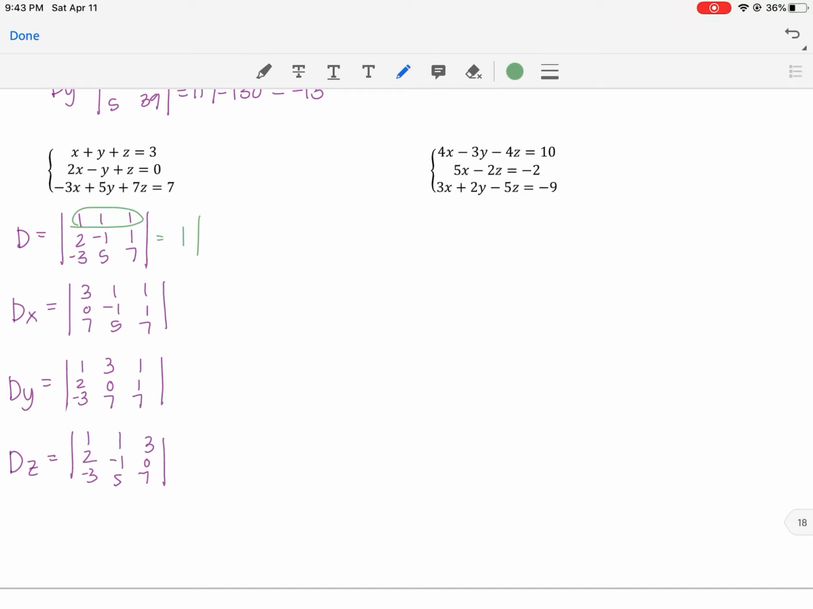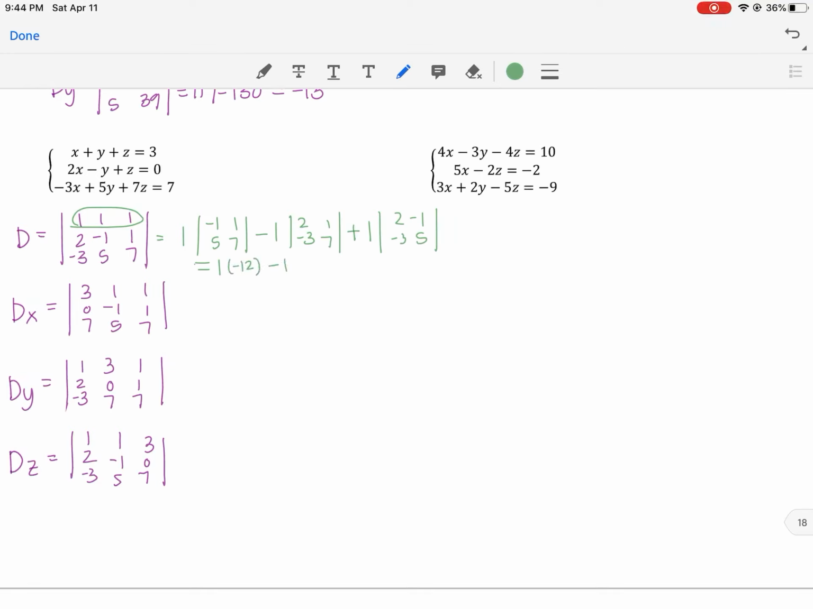So if I expand along this first row, I'm going to have a 1, and then think about crossing out that row and column. What matrix are you left with? You're left with negative 1, 1, 5, 7. And then the sign here is now negative 1. Cross out that row and column. We're left with 2, negative 3, 1, 7. And then I'm going to have a positive and then a 1. Cross out that row and column. What matrix are we left with? 2, negative 1, negative 3, 5.